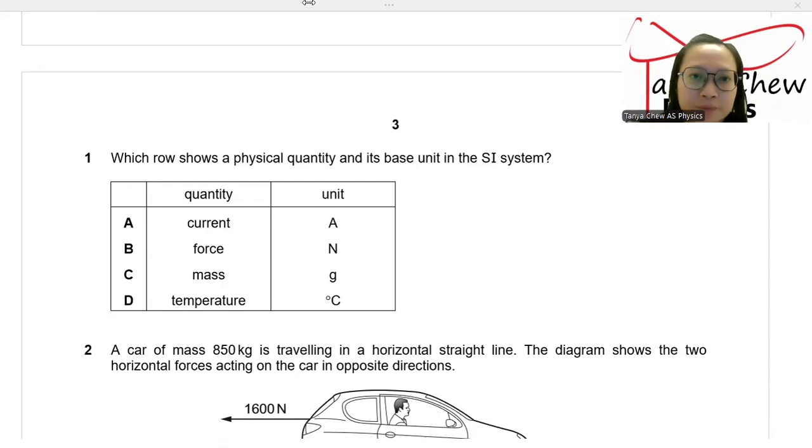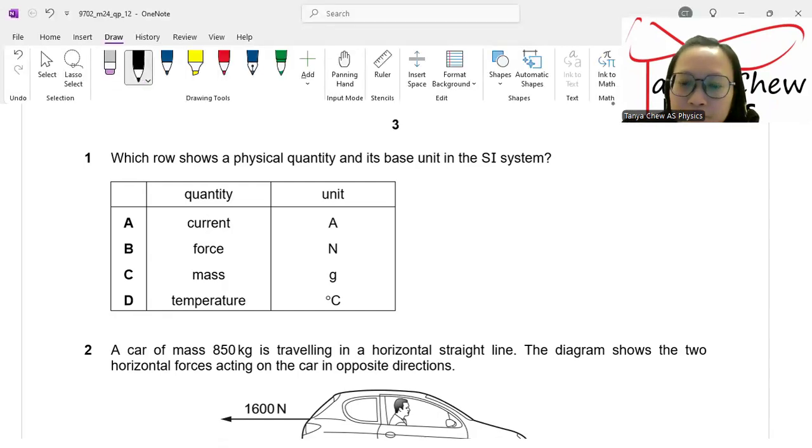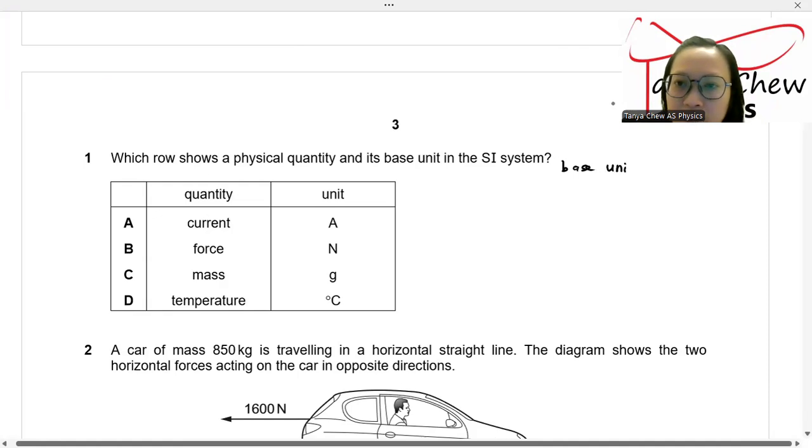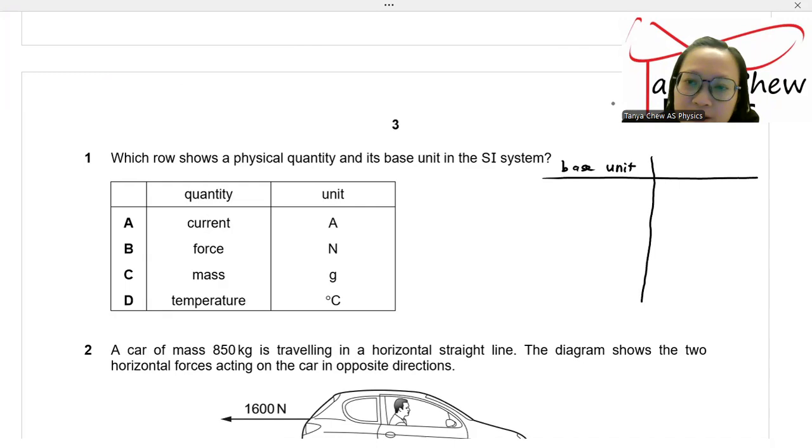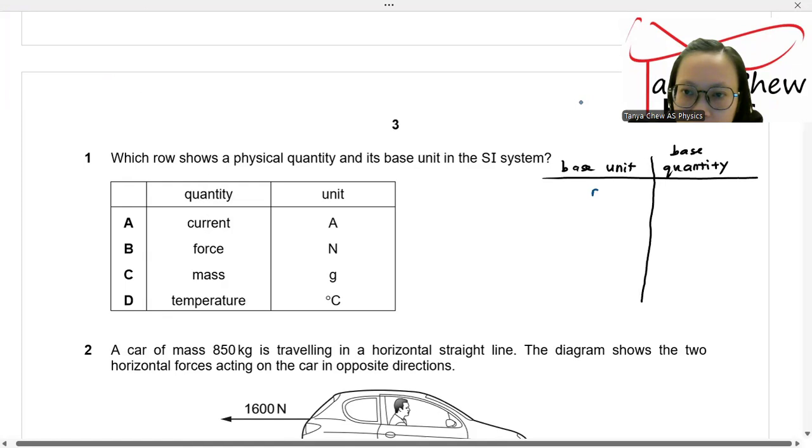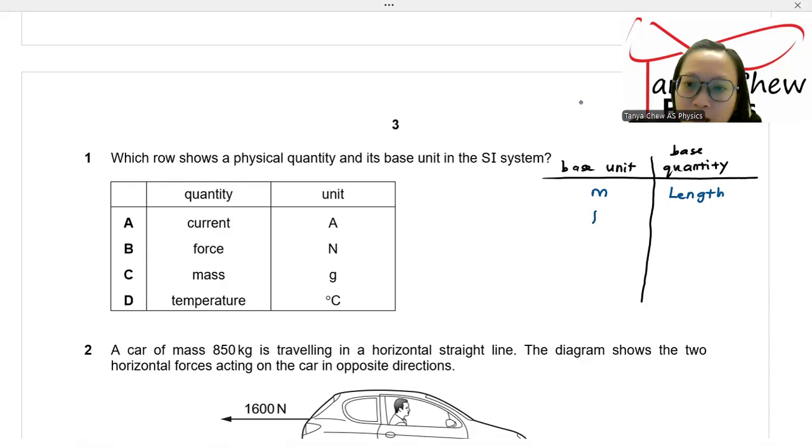Now, the first base unit, okay, let me choose a pen. Base unit and their physical quantity. These are base quantities. The first base unit that is required in your syllabus is meter. The base quantity is length. Second, Kelvin. The base quantity is temperature. Third, second. The base quantity is time. Fourth, ampere. The base quantity is electric current.